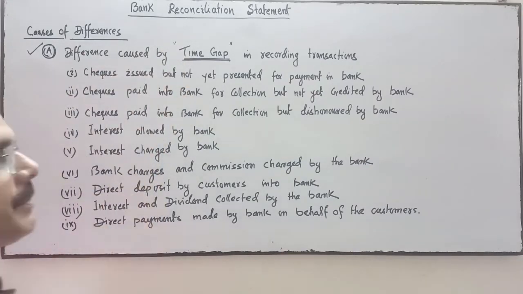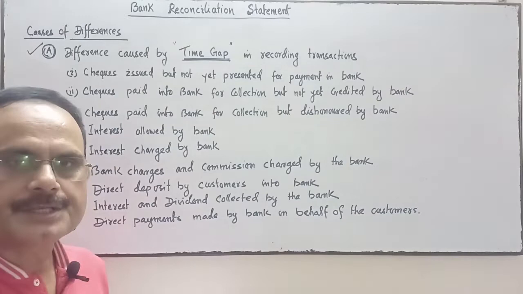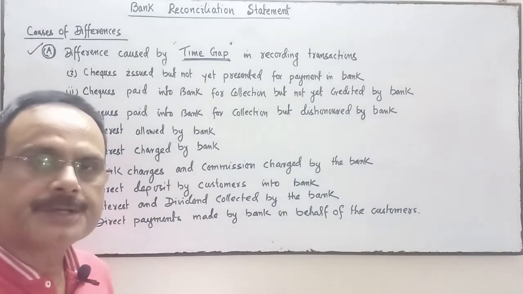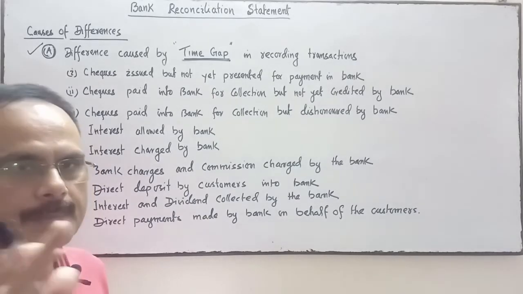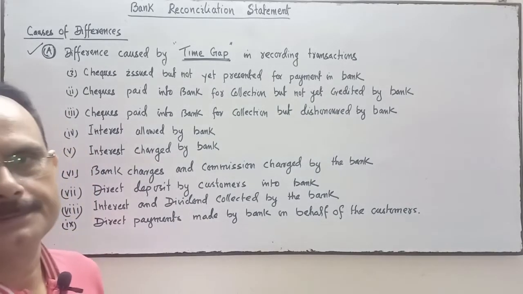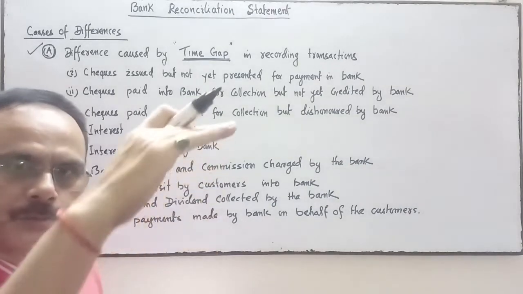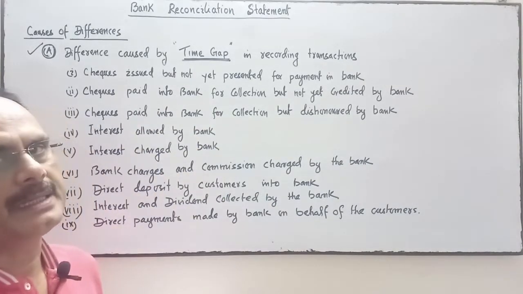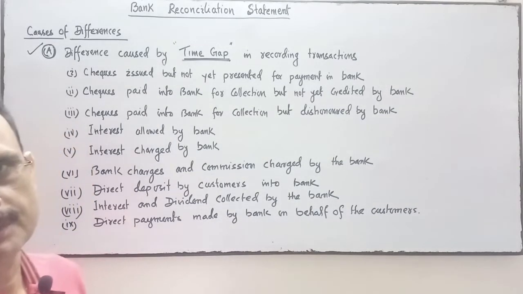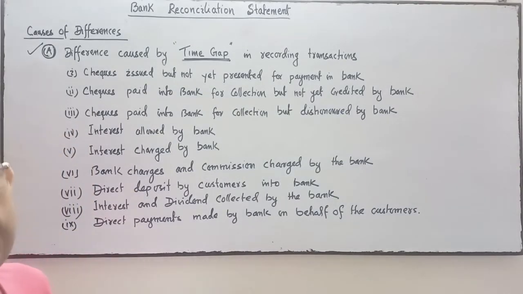Bank charges and commission charged by the bank. Bank charges and commission are charged by the bank, but intimation of this commission and bank charges is not given by the bank to their customer. So the passbook balance has decreased, but the cash book balance is not decreased because this transaction is not recorded in the credit side of the cash book. It is not recorded on the credit side because intimation is not given to the customer.